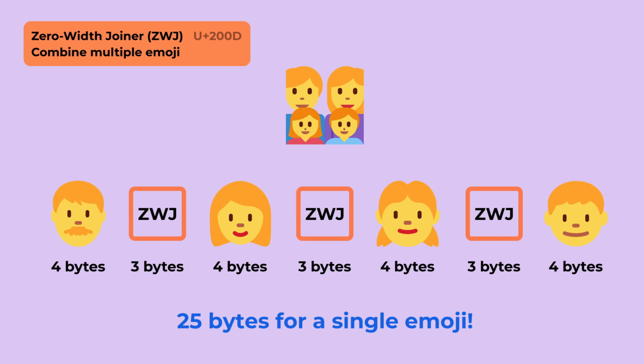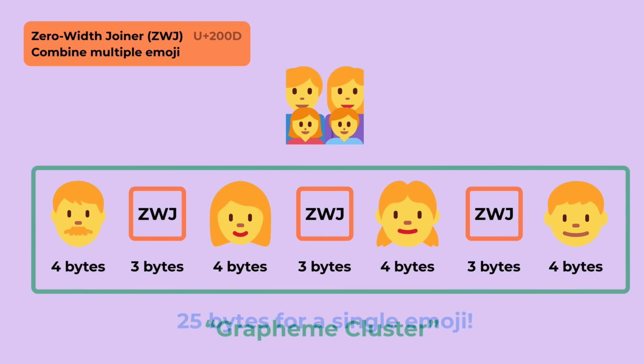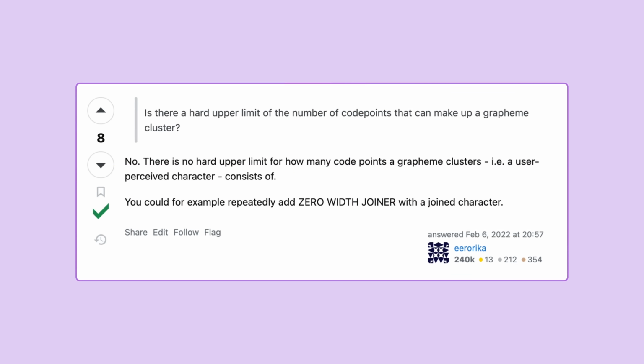So this emoji is actually 25 bytes, which is pretty massive in the scheme of things. And this group of code points that are combining to render together in a single visual character is typically referred to as a grapheme cluster. And it's theoretically possible to create grapheme clusters of arbitrary sizes into the kilobytes or larger range. So if you're implementing a UTF-8 parser, it might be a good idea to choose an arbitrary cap on the largest grapheme cluster you'll support.